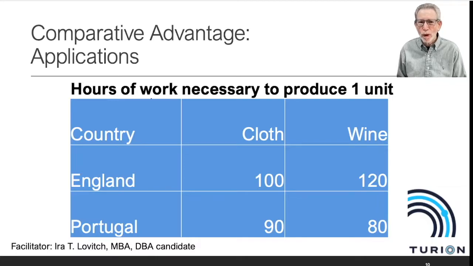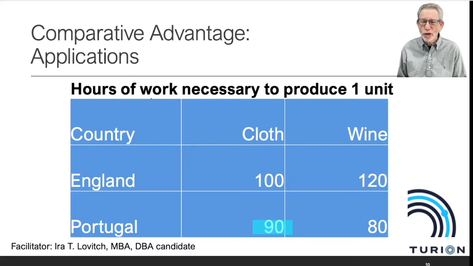It's not really important whether that's an ounce or a pound or a kilogram. What's important is that we're just comparing apples to apples, as I'm sure you've heard. So remember, two countries, England and Portugal, two items, two commodities, cloth and wine, right? England was able to produce 100 units of cloth for the same hours of work that they could produce wine. It would take 120 hours.